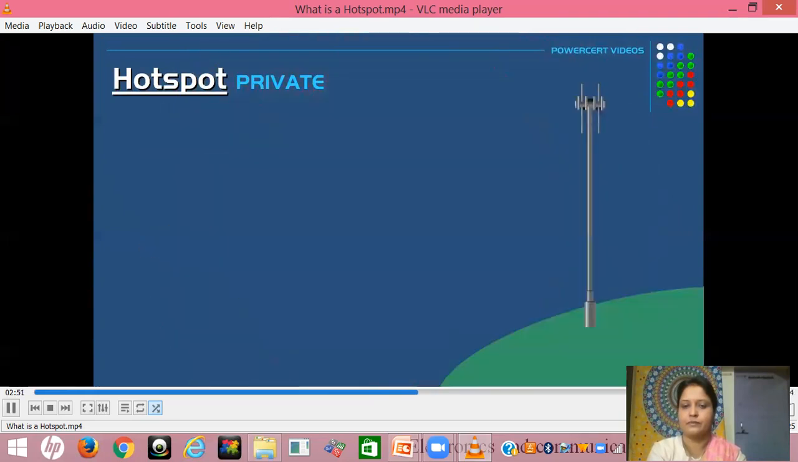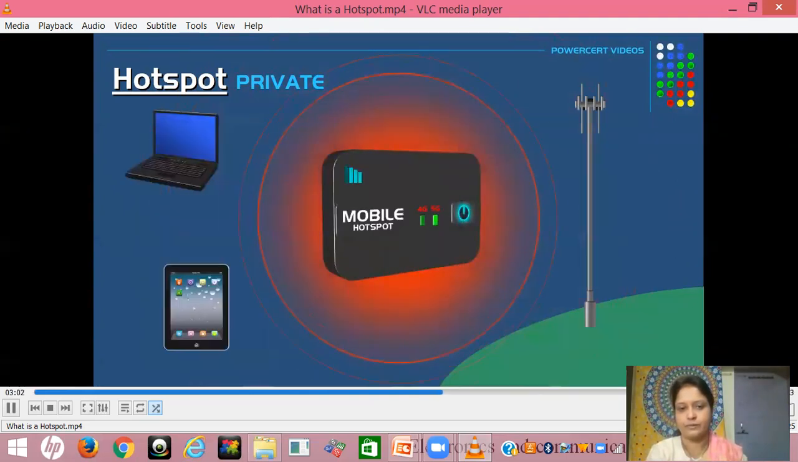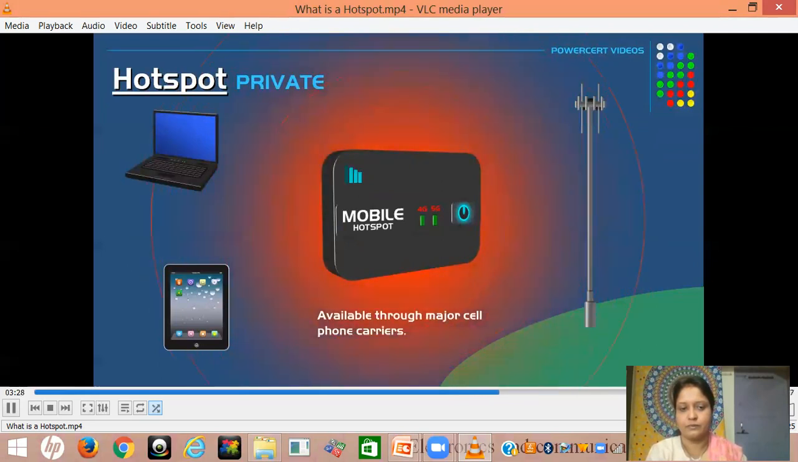Another method of connecting to the internet is by using a mobile hotspot. A mobile hotspot is a portable device that uses cellular networks to connect wireless devices to the internet. So if there are wireless devices within 30 feet of a mobile hotspot, they can join it and have internet access. Mobile hotspots come in two different forms. They will either be a freestanding device like you see here, or as I discussed previously, they can also be a feature built into your smartphone. Mobile hotspots are available through cell phone carriers such as Verizon, AT&T, T-Mobile, and Sprint.